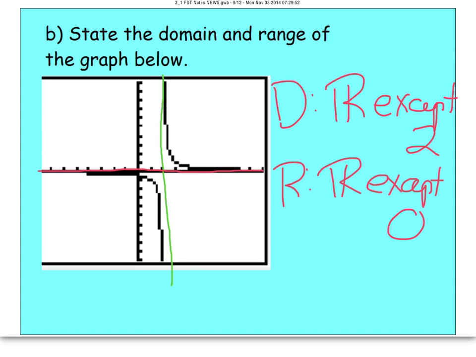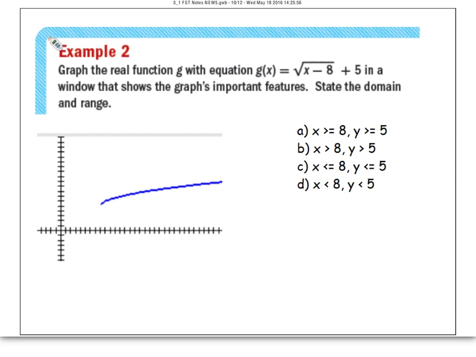While we're here, let's go ahead and write the equation of those asymptotes. So this vertical asymptote hits at x equals 2. The horizontal is at y equals 0. Let's look at one more.